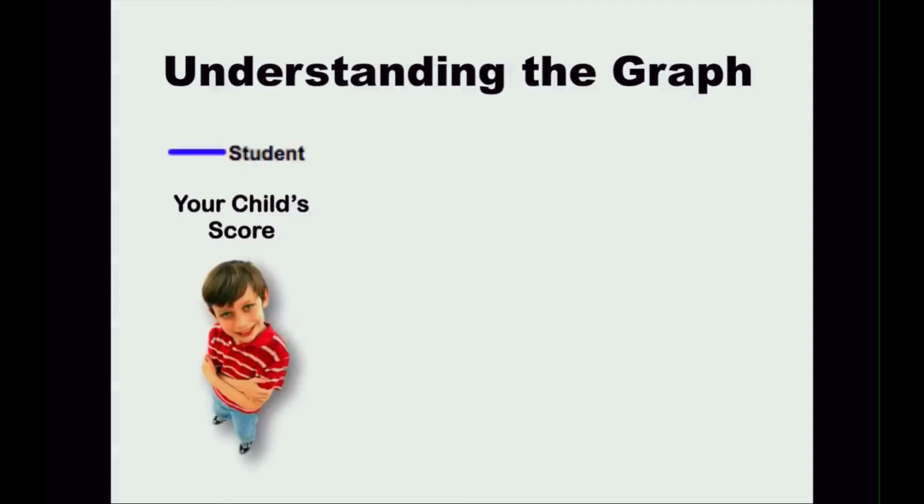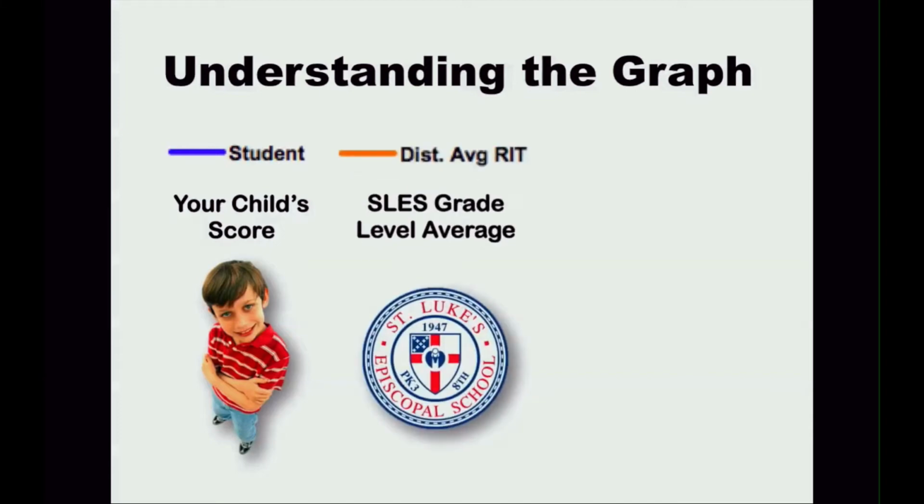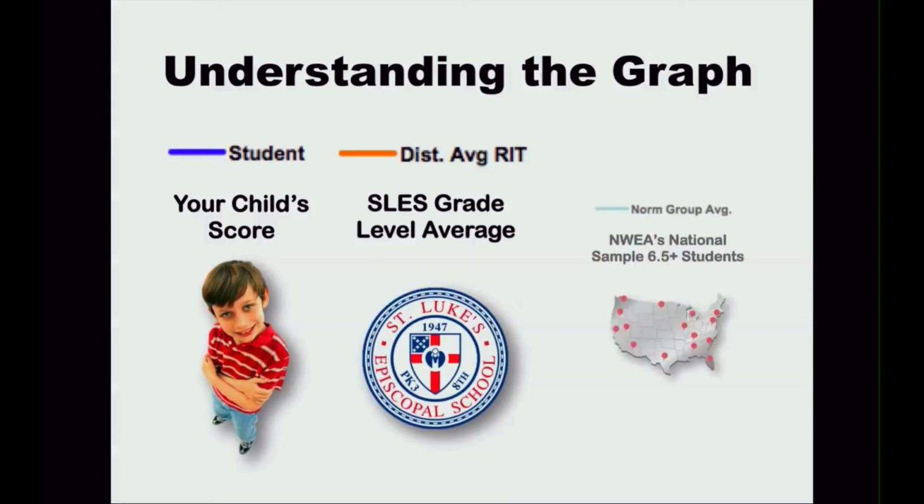On each graph will be 3 lines. One of the lines will be blue. This blue line shows your student's scores. A second line will be orange. The orange line is labeled District Average RIT, which is fancy speak for basically saying this is the average score for all SLES students at a given grade level.